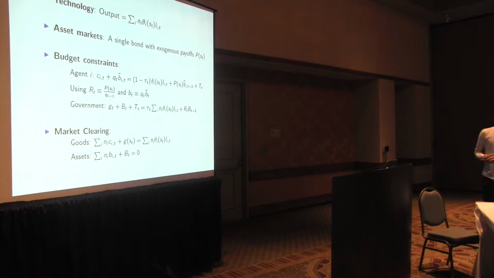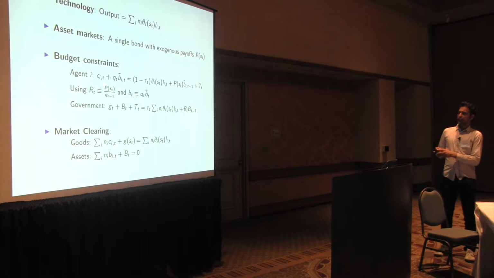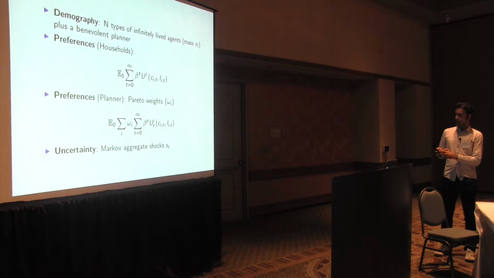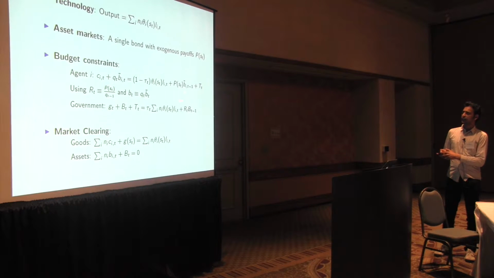It might be useful to go through the budget constraint. So agent I comes in with some previous holdings of this asset, and it pays off P of ST depending on the shock. This is his labor supply. This is his post-tax labor income, and capital T is transfers. So this is how much resources he has. He can either consume it or buy more units of this particular bond.